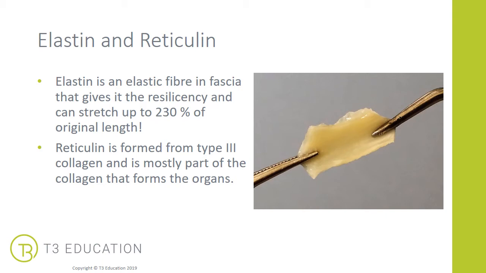So elastin and reticulin. Now these are two of the fibers that you find within the extracellular matrix alongside collagen. So elastin does what it sounds like. It's the elastic fiber within fascia that gives it that resiliency. And it's elastic so it can stretch quite far, up to 230% of its original length. So reticulin is formed by the type 3 collagen, and it's mostly part of the collagen that's formed within organs. It's not found in every type of fascia.